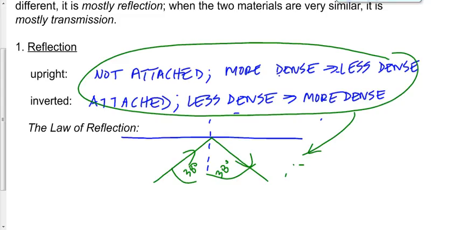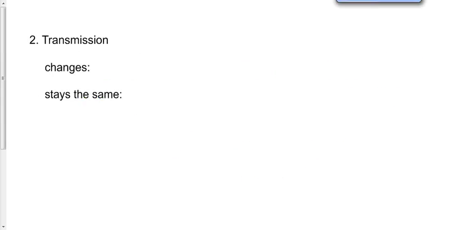Now, finally, the last thing that we dealt with last week: the other part of the wave is transmitted, which means that it keeps going. Maybe lots of the wave or only a tiny little bit of the wave, but when it's transmitted, there are certain things that will change as a result of that transmission and certain things that will remain the same. I gave you an analogy on Thursday or Friday of last week.